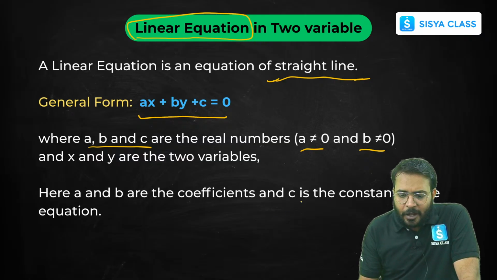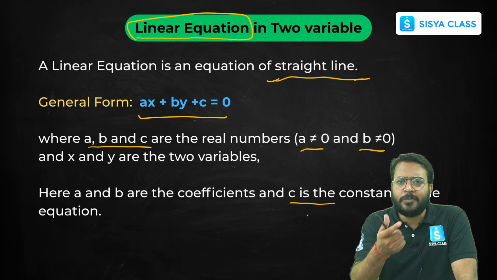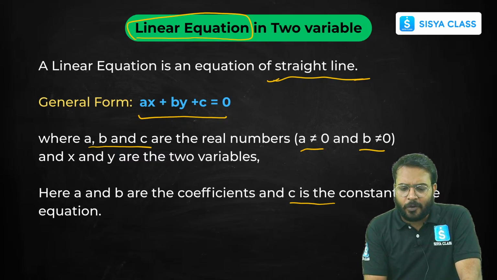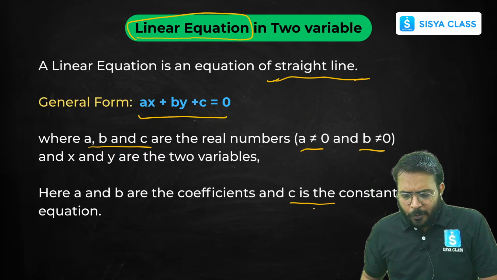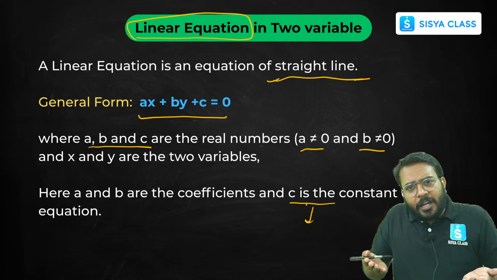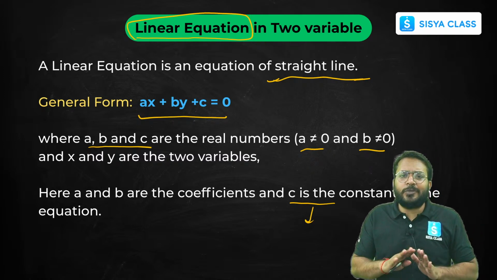And here c is the constant term, which has some numerical value. This constant term may or may not be 0. But the coefficients of x and y should not be 0.